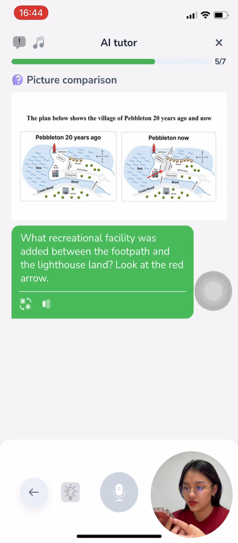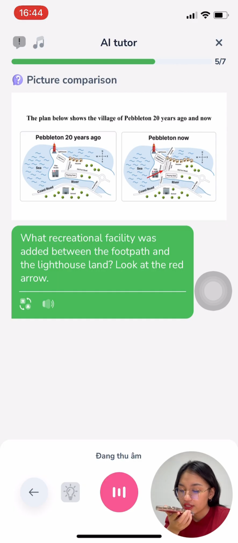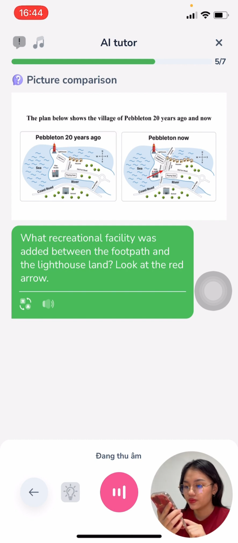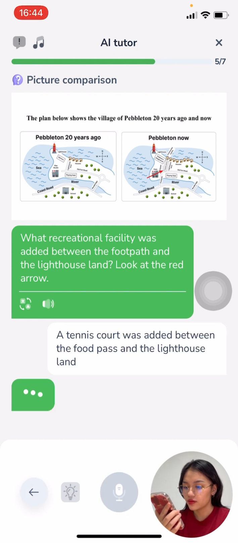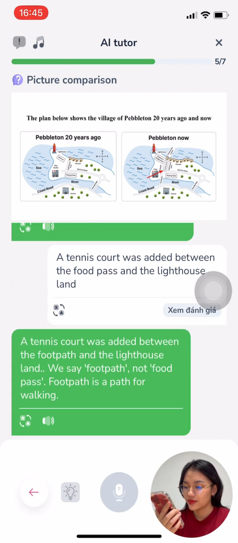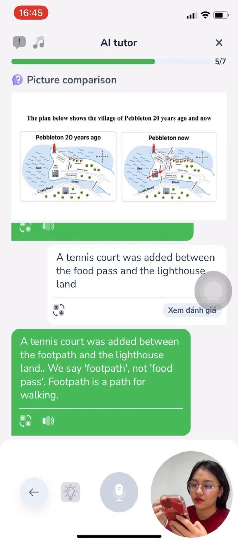What recreational facility was added between the footpath and the lighthouse land? Look at the red arrow. A tennis court was added between the footpath and the lighthouse land. A tennis court was added between the footpath and the lighthouse land. We say footpath, not foot path. Footpath is a path for walking.